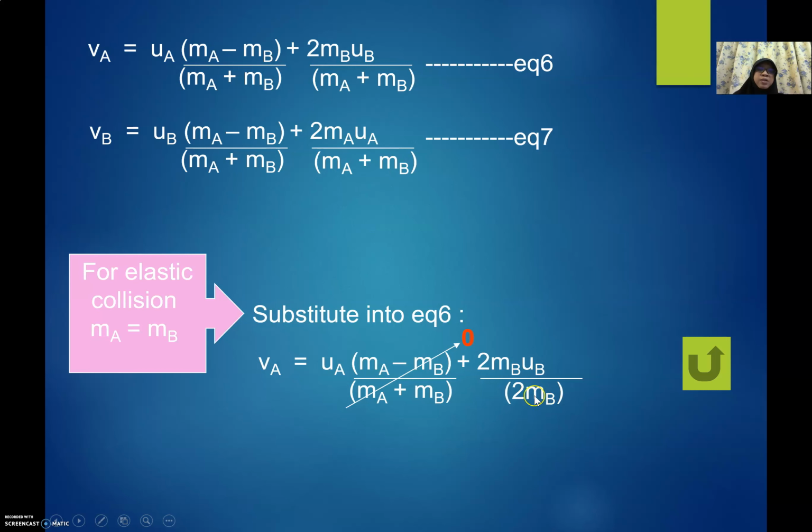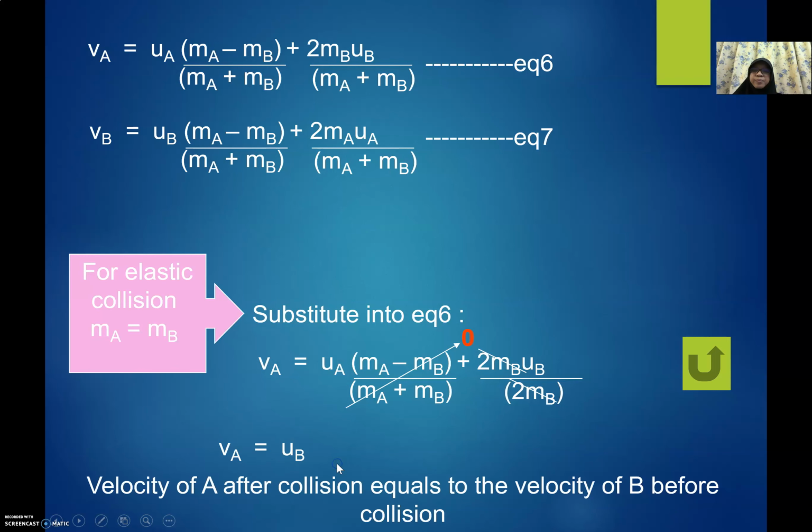So we choose MB so that we can cancel out both the above and the bottom 2 MB. So finally we get VA equals UB. So this means that the final velocity of object A is equal to the initial velocity of object B. Okay, the velocity of A after collision equals the velocity of B before collision.